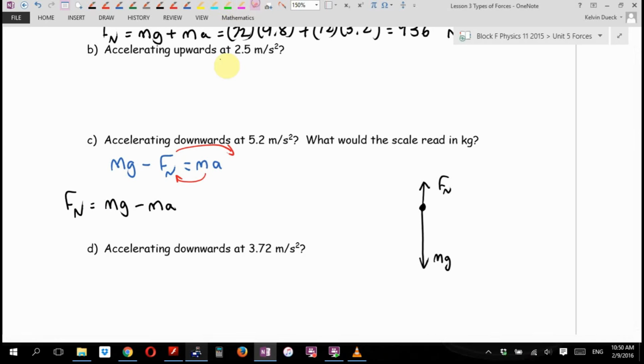Put your pencils down, look up. Right now, all of you are feeling that. But when you accelerate downwards, do you feel lighter or heavier? Why lighter? Because we're subtracting something. And that's the one that really gets our attention.